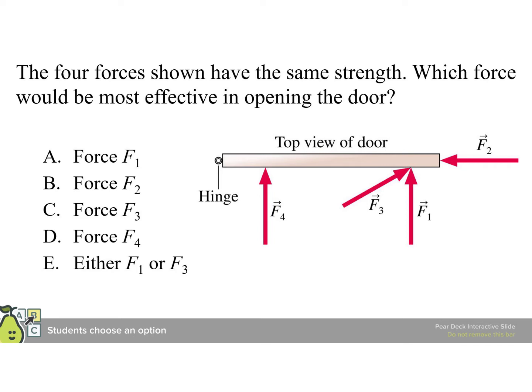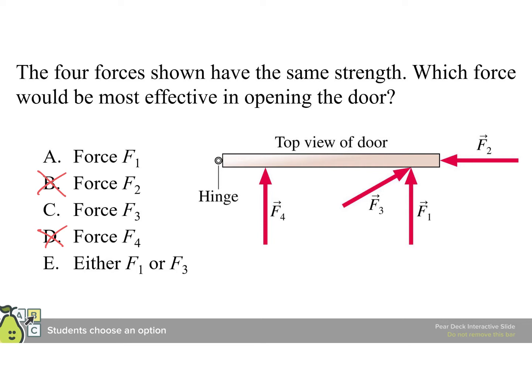Here we can start eliminating some of them. We know that if we push directly along the door frame, i.e. F2, it's not going to move either way. It doesn't know whether to go up or down, so the door doesn't move at all. So that's pretty good. We also know that pushing close to the hinge is less effective than pushing far away. That should be your experience. So F4 can't be equal to F1, and so it can't be the best way.